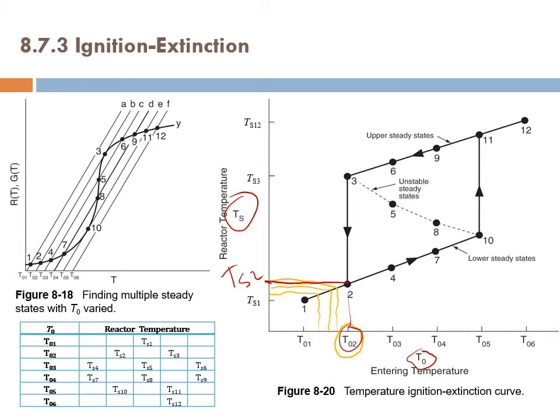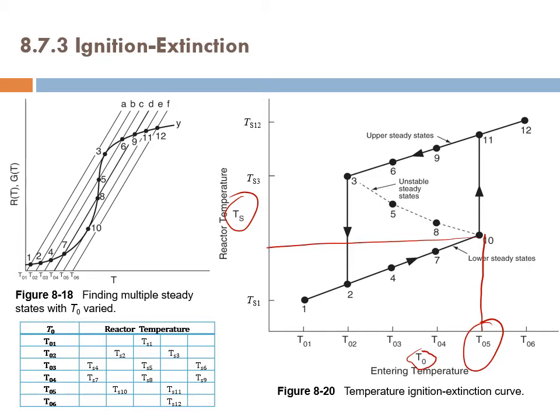This is the steady state temperature inside the reactor for this feed temperature. Okay, let's continue increasing the temperature. So every time we increase the feed temperature, the steady state temperature inside the reactor increases. That is, the temperature at the steady state will be higher than the previous one. So with every slight increase in the feed temperature, we have a slight increase in the steady state temperature inside the reactor, and so on. Let's continue doing so until we reach T05. In this case, we have TS10.